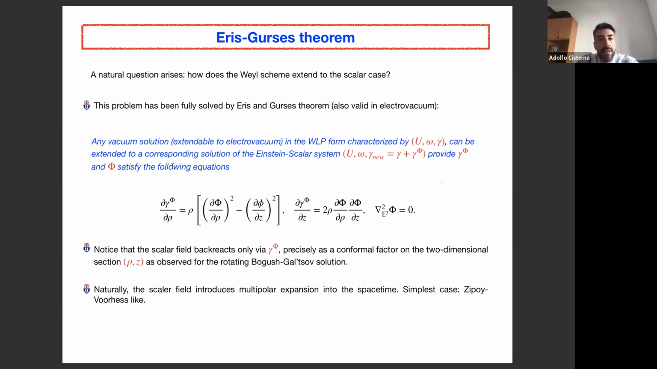you can always find an extended solution, but now that is going to be a solution to the Einstein-scalar system. So you're going to take the Einstein equations with a minimally coupled scalar field that will have the following form. It will have the same Newtonian potential, the same rotation function, and will have a new function hitting the conformal sector that is going to be given by the previous one, plus a contribution given by the scalar field, provided that this new component of gamma, gamma phi, and the scalar field you have included in your spacetime satisfy the following equations.